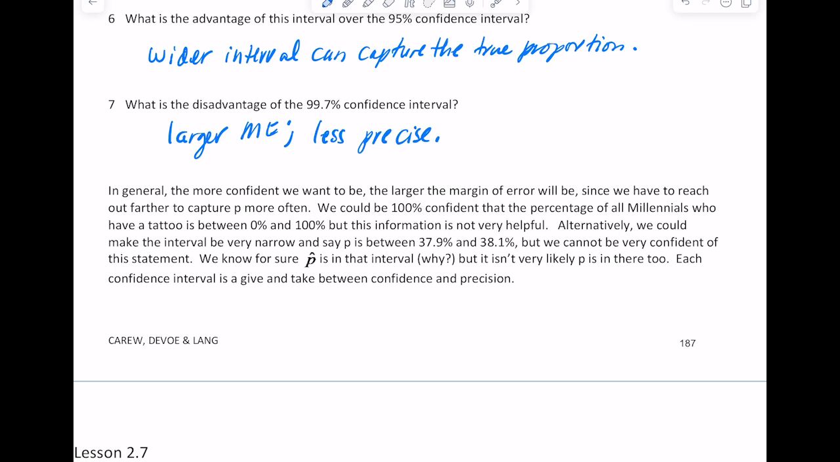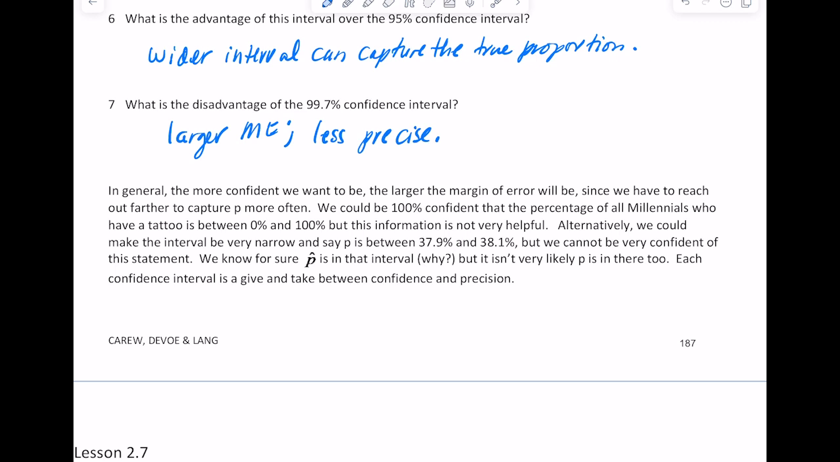So if we wanted to be 100% confident, the percentage of all millennials who have a tattoo is between 0 and 100%, but that's not very helpful, okay? That's like if you came up to me and said, how did I do on my midterm? And I said to you, well, I'm 100% confident that you got between a 0% and 100%. You're not going to leave feeling very confident about our conversation, right?